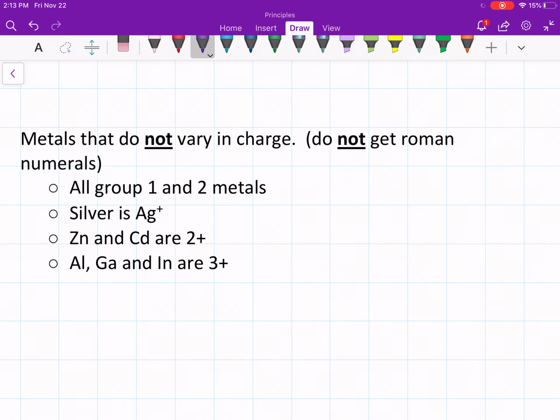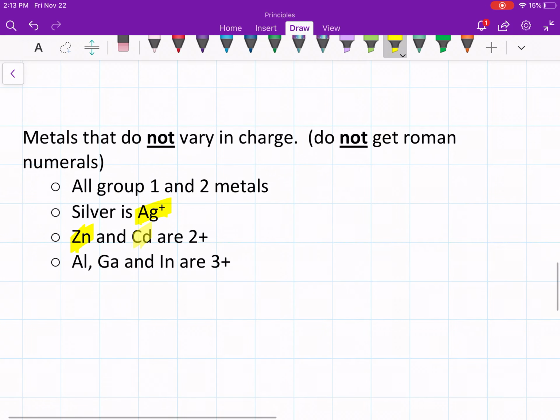Now, there are some metals in the transition metal area of the periodic table that don't vary in charge. You don't have to memorize these, but they are silver, which is always +1, cadmium and zinc, which are always +2, and aluminum, gallium, and indium. Technically aluminum is not a transition metal, but it'll make sense in a second when you see where they sit on the periodic table. These are always +3. So for these, you don't give a Roman numeral, all right?